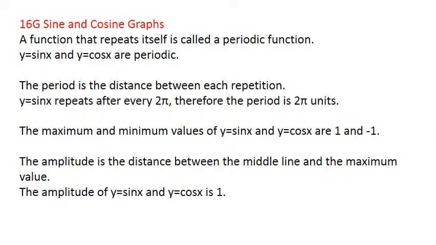Cool. So 16G, sine and cosine graphs. A function that repeats itself is called a periodic function. These are like y equals sine x and y equals cosine x. They are both periodic. The period of the graph is the distance between each repetition, which we'll see in a second when we draw the graphs.